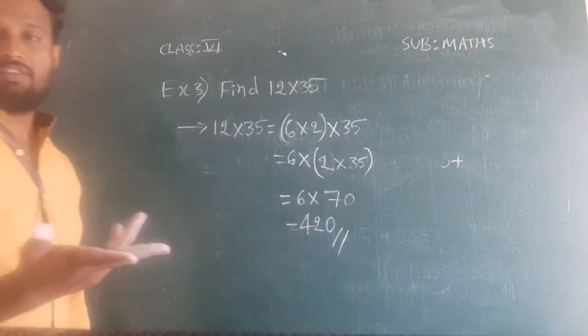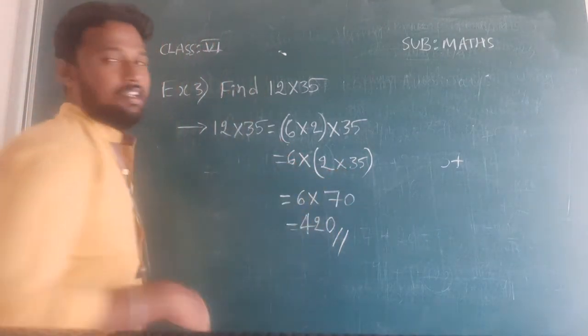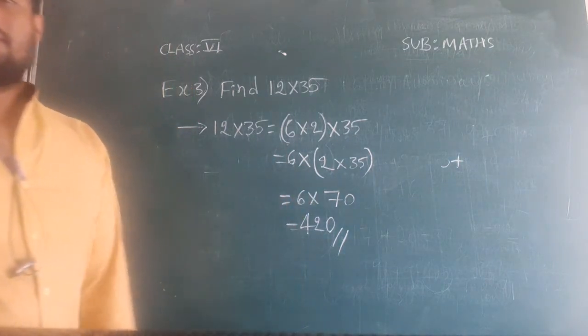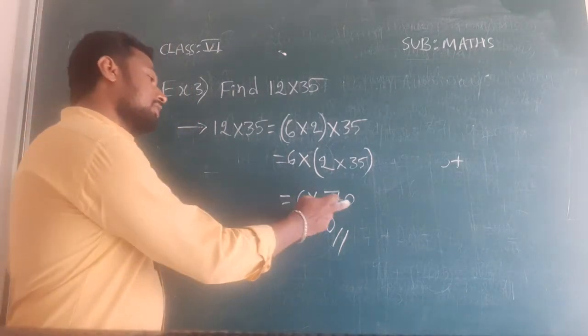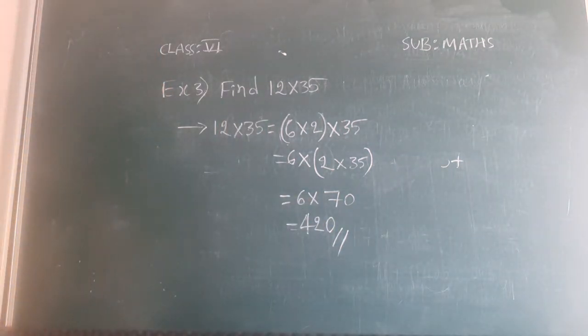because double of 35 is 70. Therefore 2 into 35 is 70. Then it is easy for us to multiply 6 into 70. So 6 into 0, 0, 6 into 7, 42. So that when you multiply 12 with 35, you will get 420 as the answer.